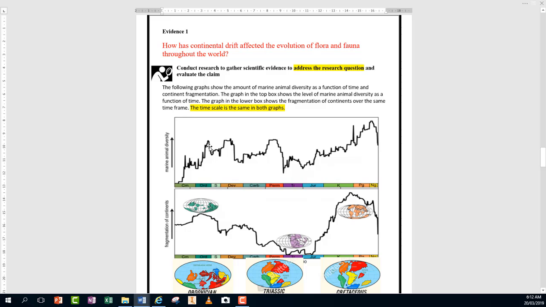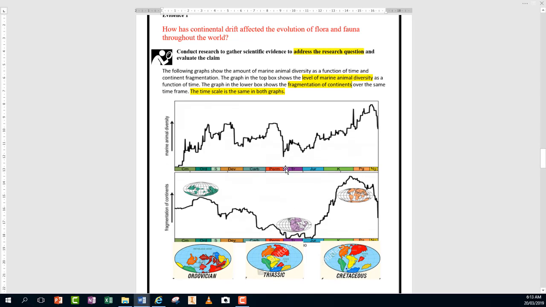So we've got the same time scale in the graph at the top as we have in the graph at the bottom. The graph in the top box shows the level of marine diversity, and the lower box shows the fragmentation of continents. So those are the important things for us to know before we even look at the graph. At this moment I have not even looked at the graph, but now I know what to look for, or at least I know what I'm looking at.